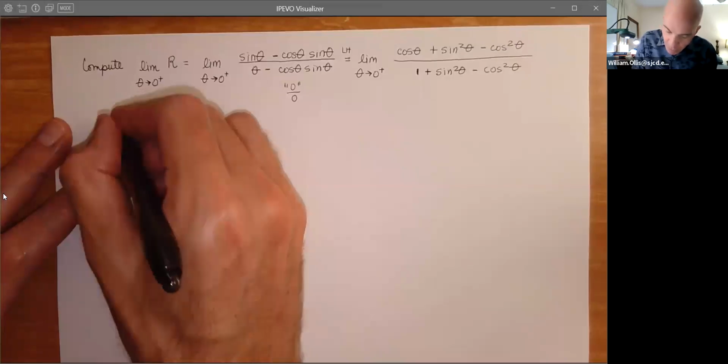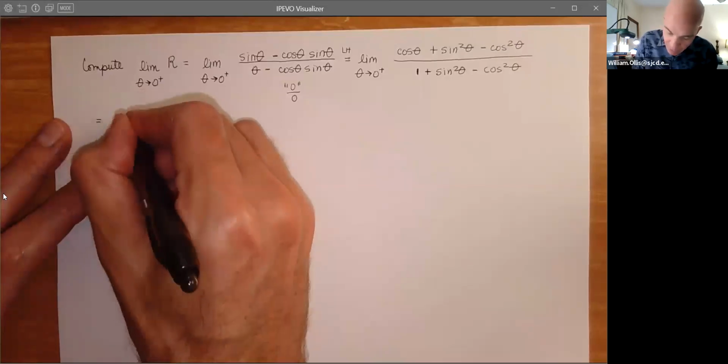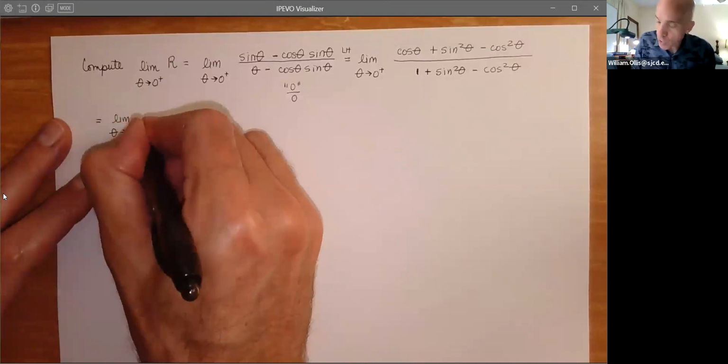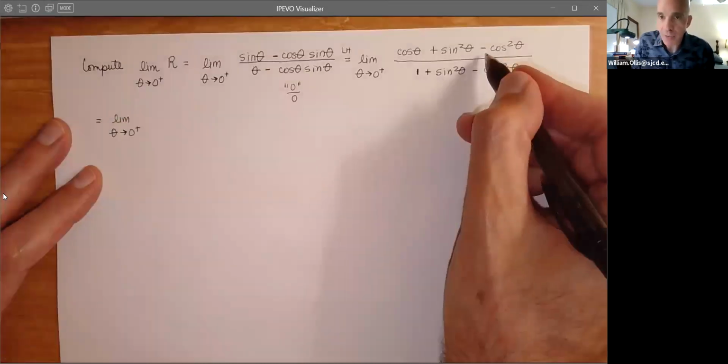And now we're going to cheat a little bit because I like trigonometry and maybe you do too. This is just the negative of cosine of the double angle.